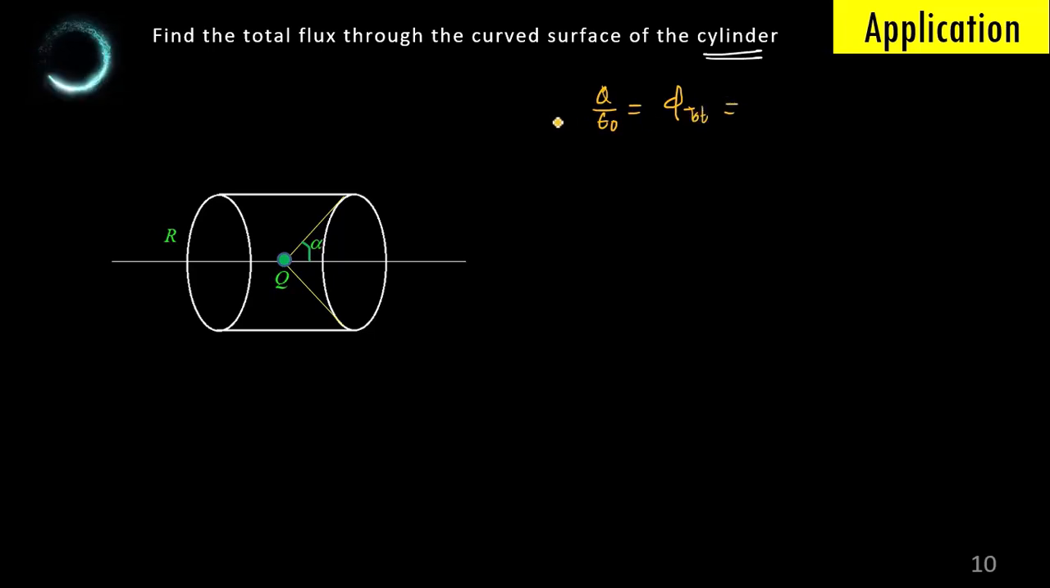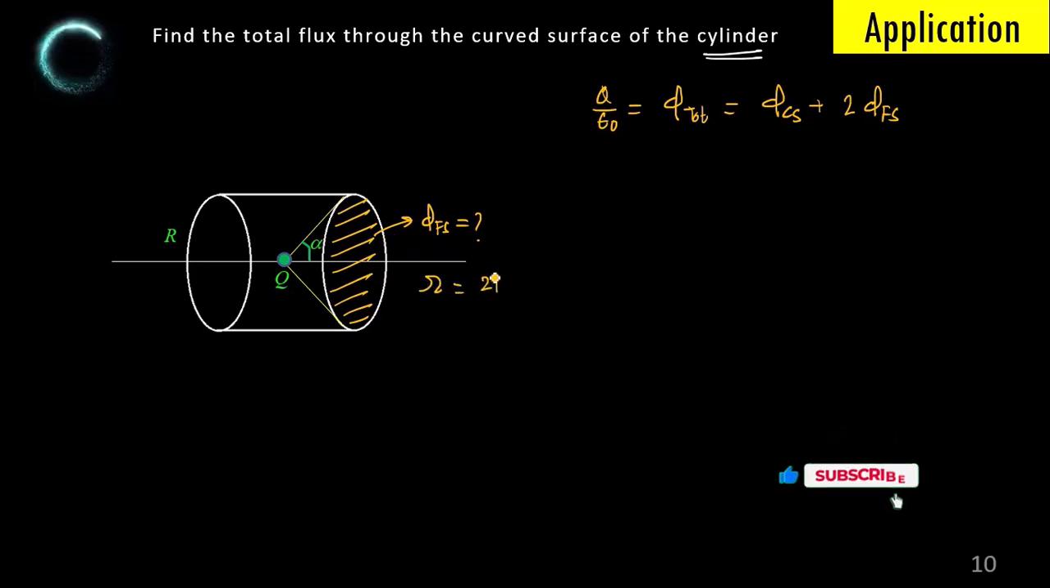So there are two parts of the phi total. One is the phi due to the curved surface. Another is that there are two flat surfaces, 2 times phi due to flat surface. Out of the 2 flat surfaces, let us say this is the one flat surface. I want to calculate the flux coming out from this surface. So for this surface, can I define the solid angle sigma? Sigma equals how much? 2 pi into 1 minus cos alpha. So there is a solid angle for this particular surface.